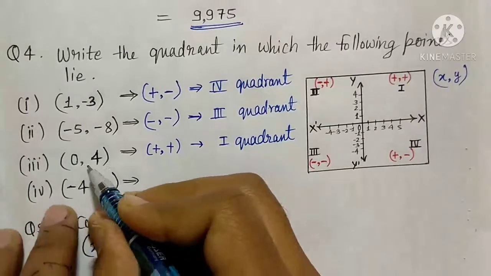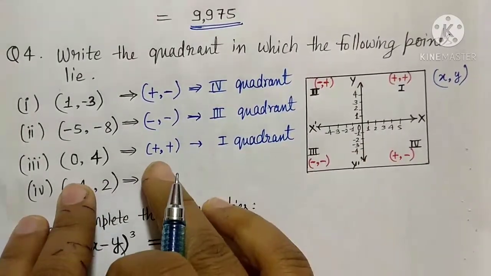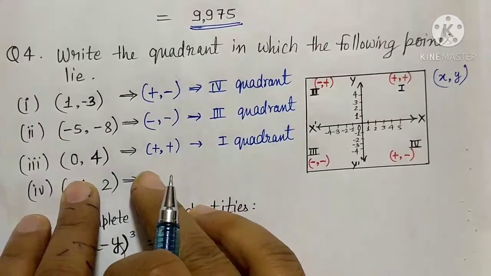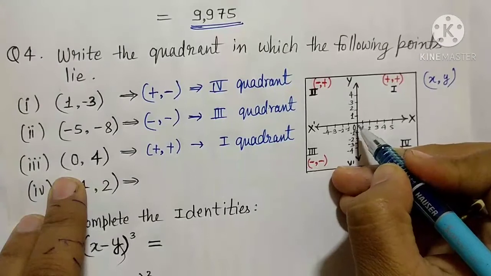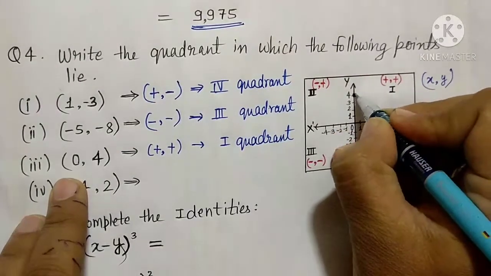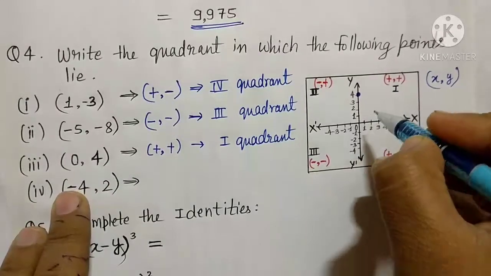Okay, wait, 0 comma 4 is not plus here actually. Just check here. Yes, it is in plus quadrant, but now see, I have made a mistake here. You have to check here. 0 comma 4. So it will lie on this one. Here. It is not lying on any quadrant, but it is lying on the y-axis.